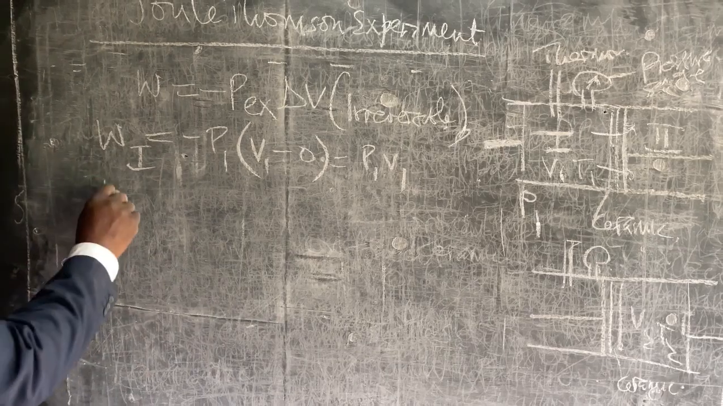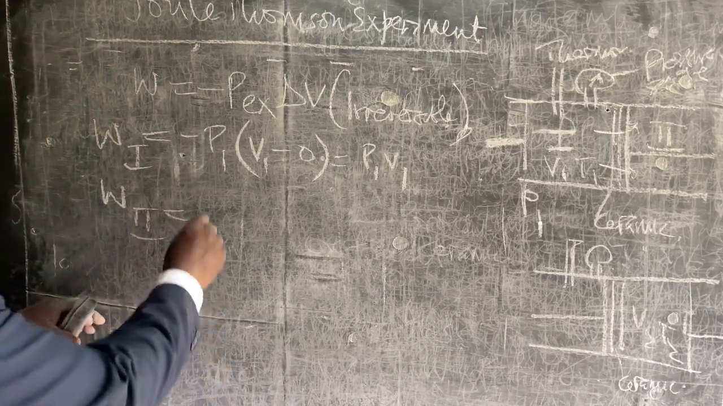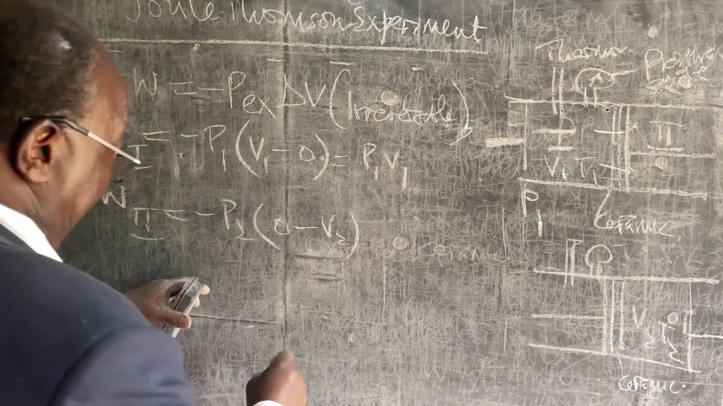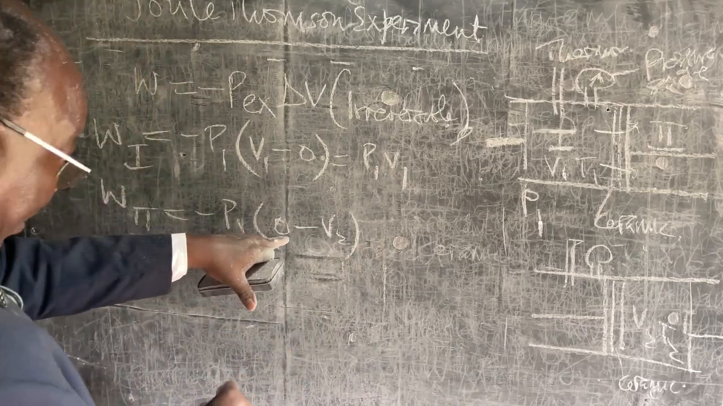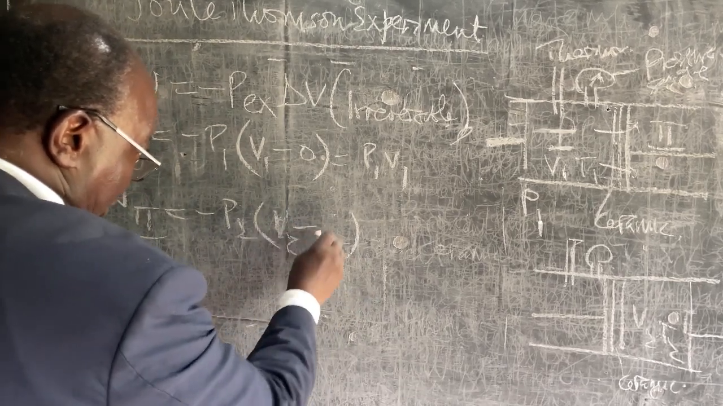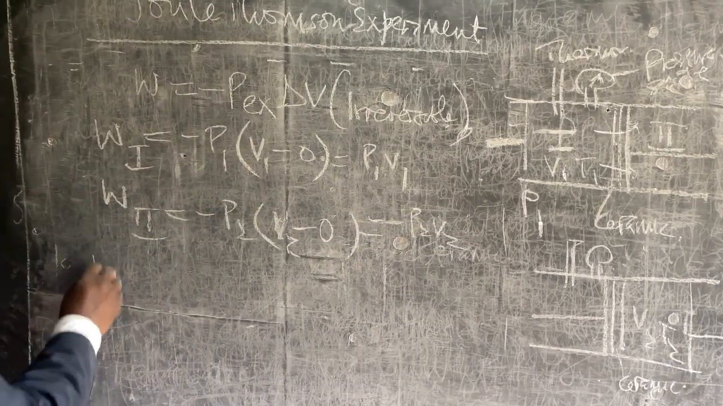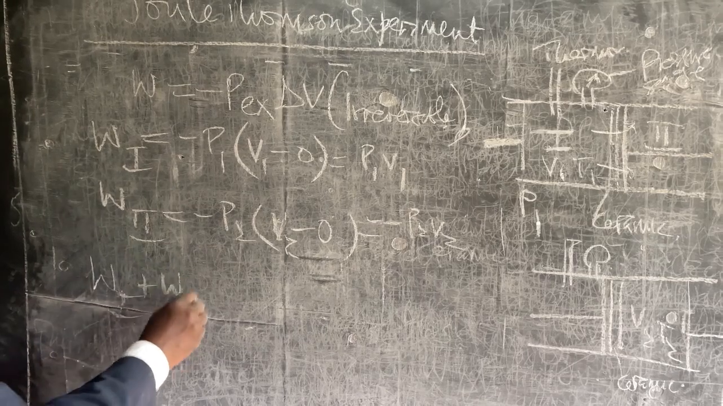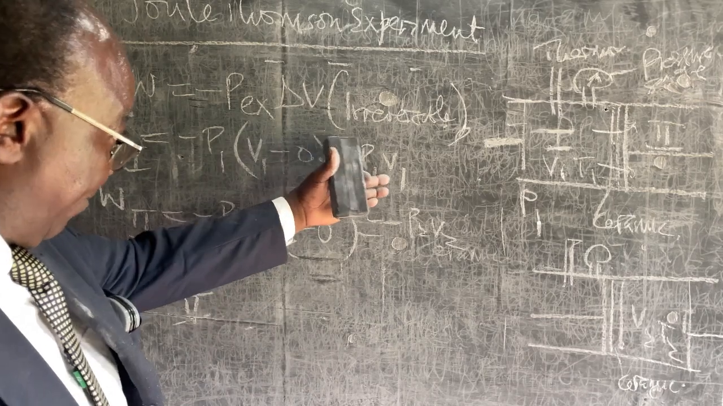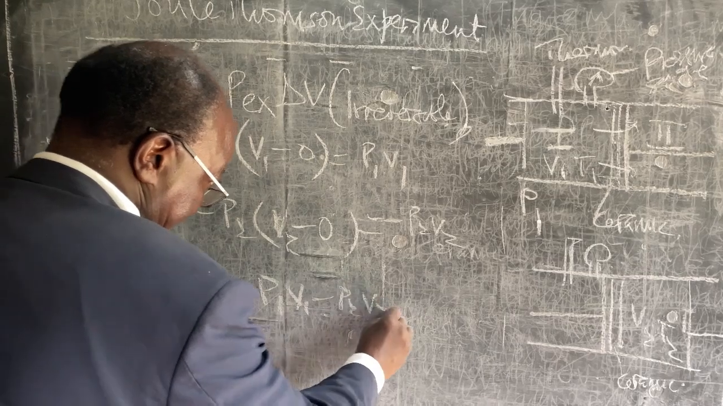And the work in compartment 2 will be given by minus pressure 2, the initial volume was 0, the final volume is V2, so it becomes minus P2 V2. So the total work is simply the work done in compartment 1 and compartment 2. So we just add them up. So it's P1 V1 minus P2 V2.